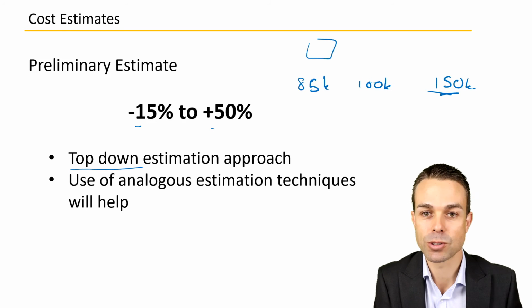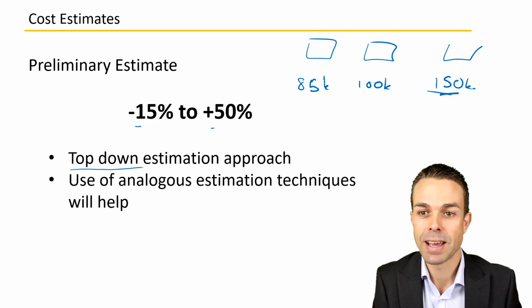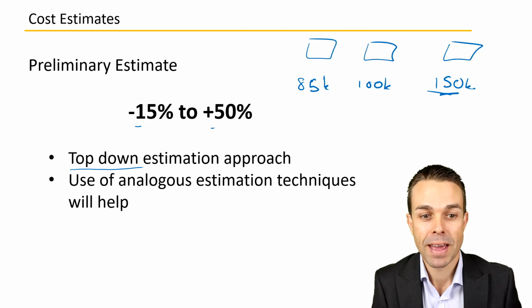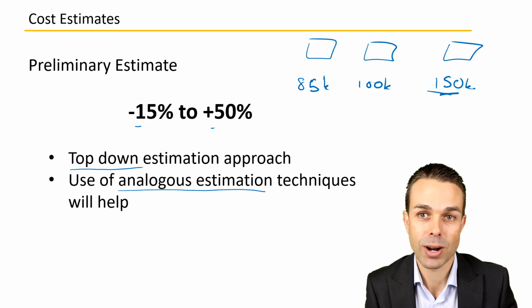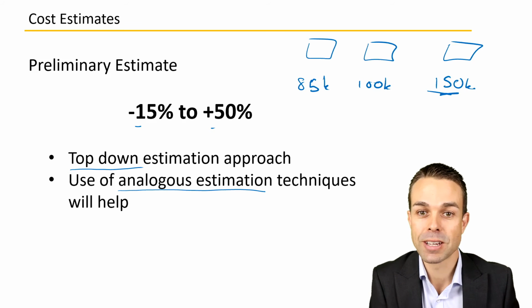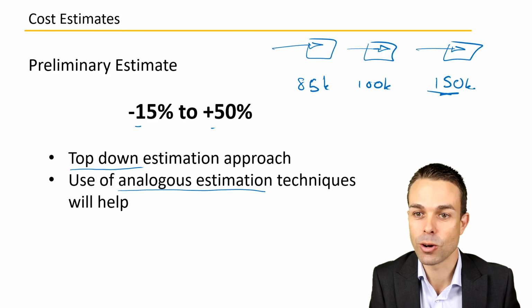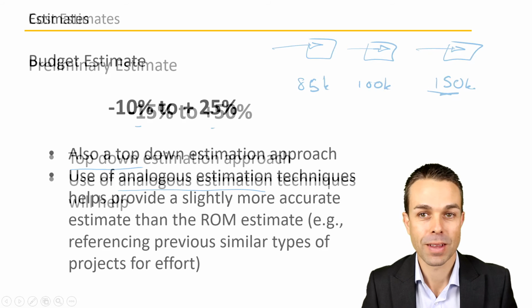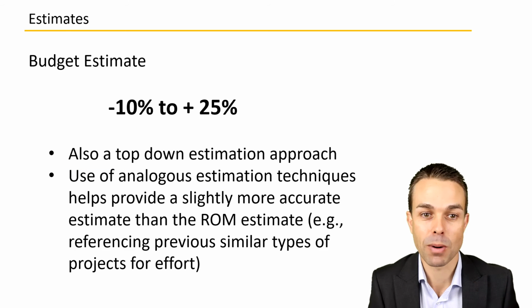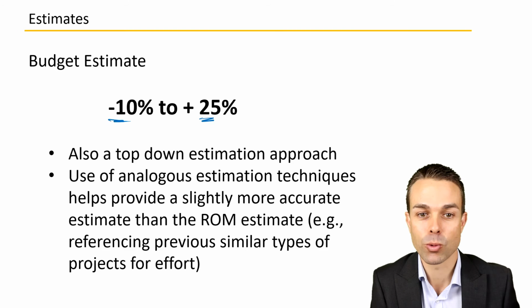We're starting just using the high-level packages and looking at what they might cost. And we're also using analogous estimation techniques, which means we're looking for similar projects or similar activities and what they cost, and we're just sort of using that as our guide to get the costings for our project at this early stage.